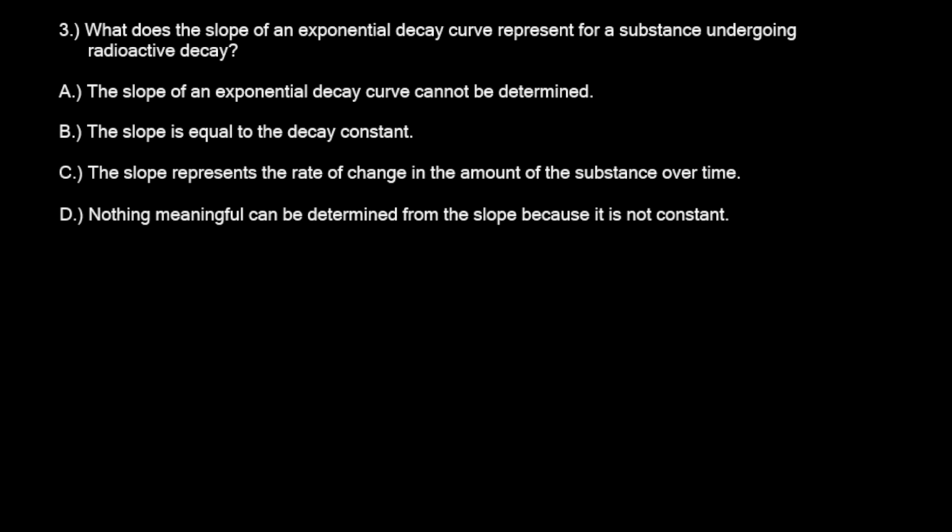It says, what does the slope of an exponential decay curve represent for a substance undergoing radioactive decay? Answer choice A says the slope of an exponential decay curve cannot be determined. Answer choice B says the slope is equal to the decay constant. Answer choice C says the slope represents the rate of change in the amount of the substance over time. Answer choice D says nothing meaningful can be determined from the slope because it is not constant.